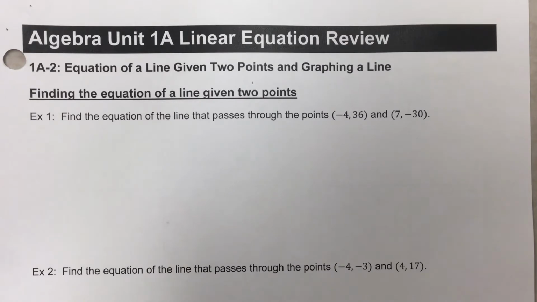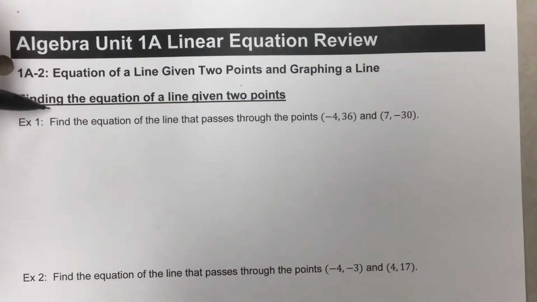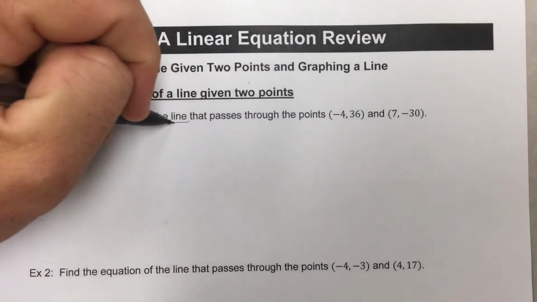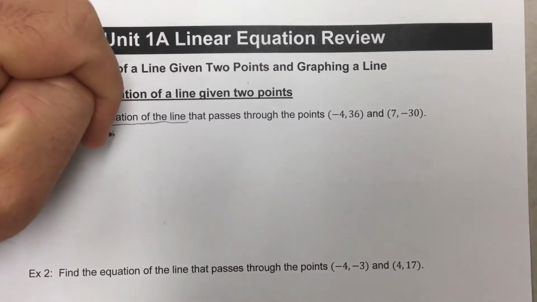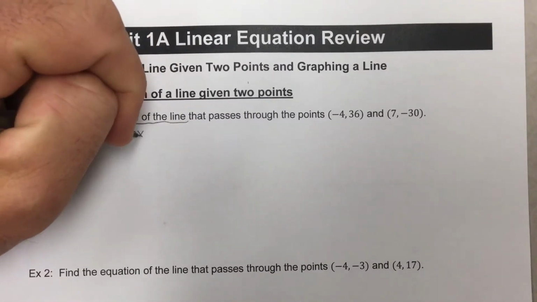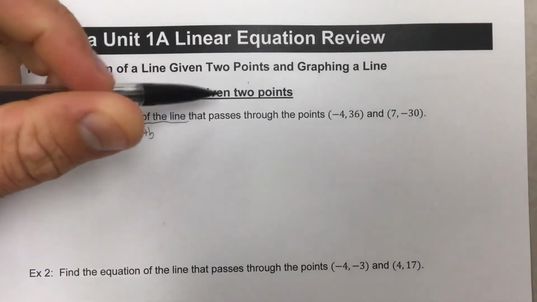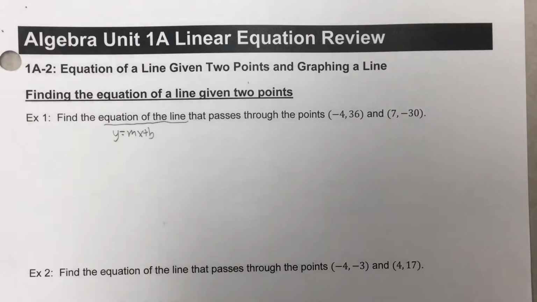So what we're looking at today is equation of a line given 2 points. We're really going to be putting two things together that we did last lesson. The directions say find the equation of a line. And as soon as I see that, I'm thinking y equals mx plus b. And now it's passing through 2 points. Yesterday we had it where it passed through a point and a slope that we were given. Now it's just the 2 points.